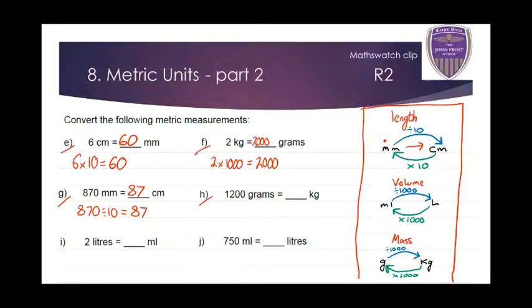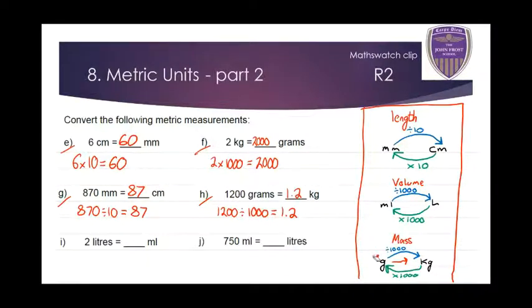Let's have a look at the next one now, question H. Get rid of that. So I want to convert 1,200 grams into kilograms. Okay, so I'm starting with grams and I'm converting to kilograms. So I have to follow the blue arrow, and that tells me to divide by 1,000. So 1,200 divided by 1,000, you should figure out that that is 1.2. Okay, so therefore 1,200 grams is equal to 1.2 kilograms.